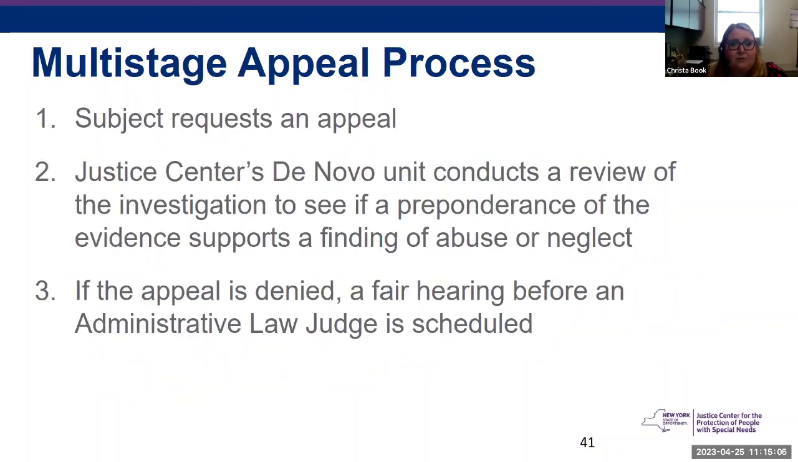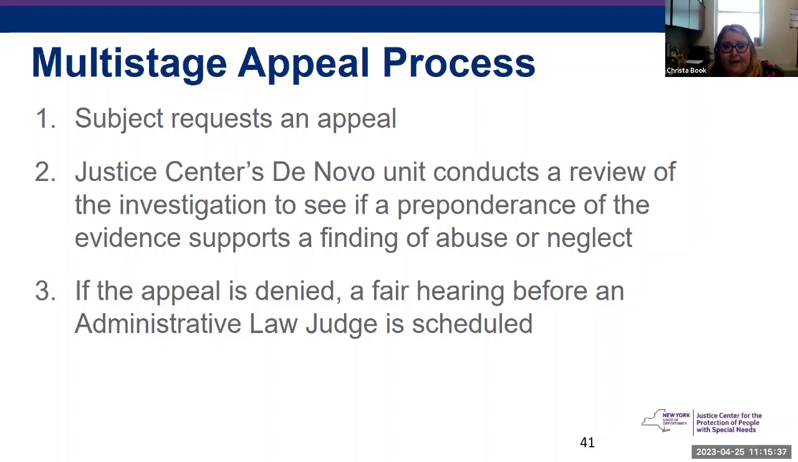So there's a multi-stage appeal process, meaning first the subject would request that appeal. Next, it would go to our de novo unit, and that unit is separate from the Office of General Counsel. They conduct a thorough review of the investigation to see if a preponderance of the evidence did support the findings of abuse or neglect. So they could choose to keep the findings as is.